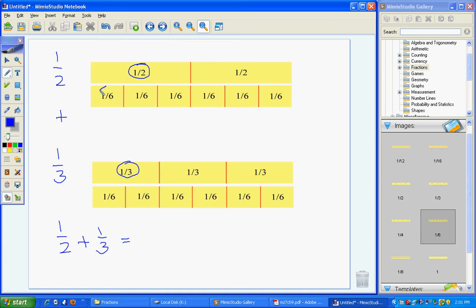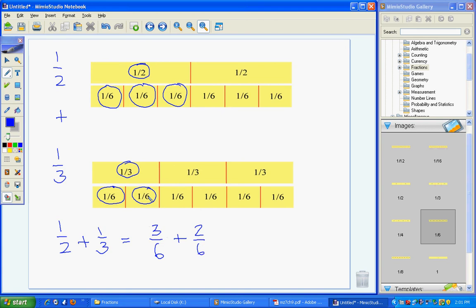2 goes into 6 3 times. So you can see that we've got 6 would be equal to 1/2. So if we change 1/2 into sixths, like our equivalent fractions, we multiply the 1 by 3 to give us 3, multiply 2 by 3 to give us 6. So 1/2 becomes 3/6. Now if you look at 1/3, that can be written as 2/6, because that's the equivalent fraction.